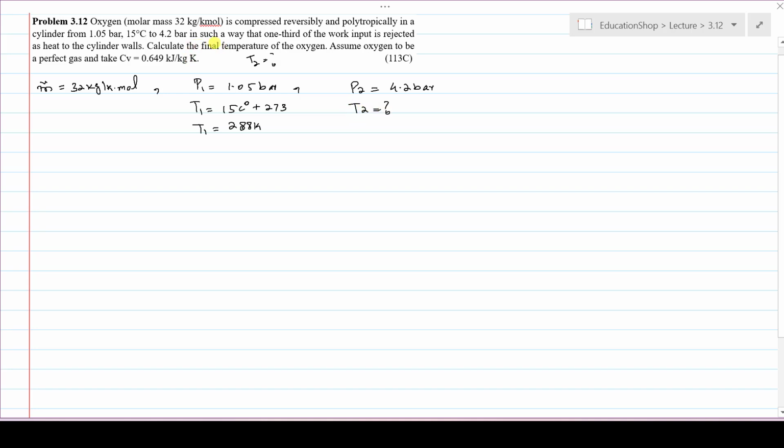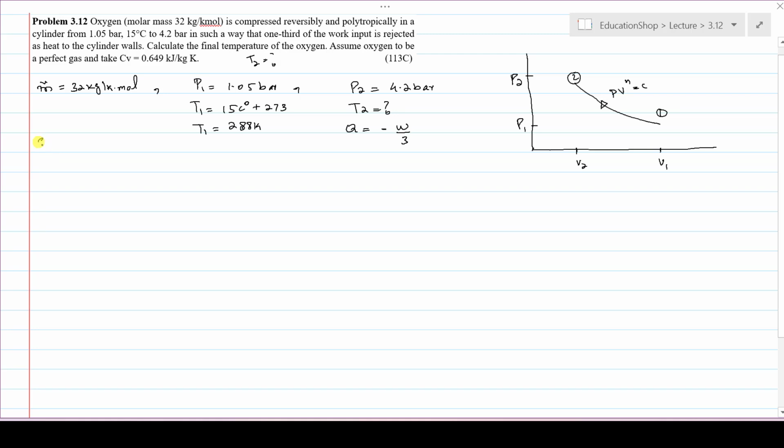Also, in the statement, the heat rejection Q is equal to 1/3 of the work input required. This is heat rejection, so it must be negative. Let me draw its PV diagram. Since polytropic compression takes place from 1 to 2, it follows the law PV^n equals constant. The value of n is unknown. Here the volume is V1, then it is reduced to V2. The pressure is initially P1 and reaches P2 after compression.